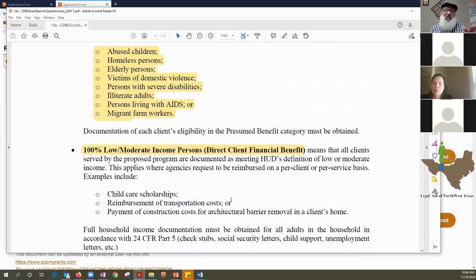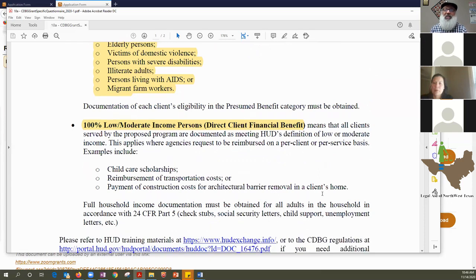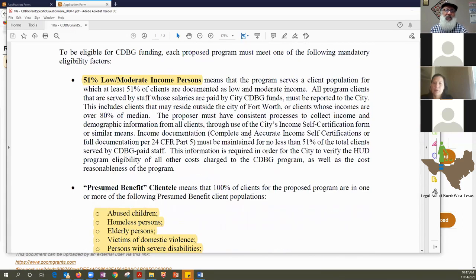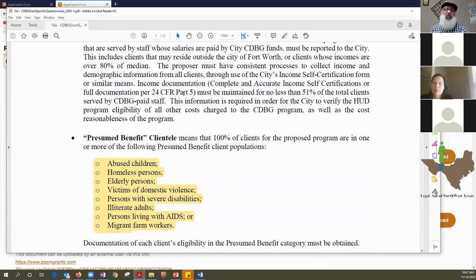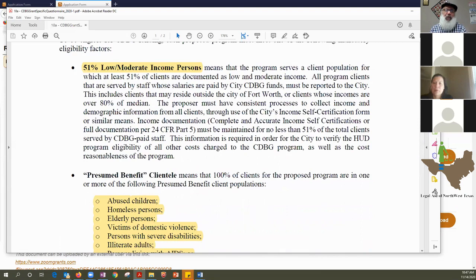So they have this thing where if you have a scholarship, reimbursement of transportation costs, or payment of construction costs for architectural barrier removal in a client's home. So it's very, very specific for the 100% low to moderate under this category. There may be other things that fit in here, but I would say generally unless you fit in category 2, you would probably all be 51% low to moderate. And that just covers a wide swath of the population that we're serving.